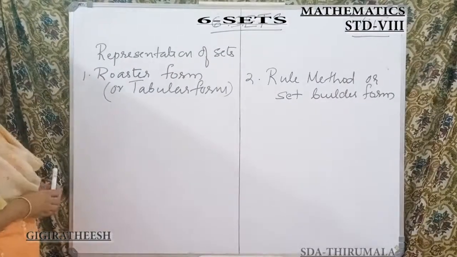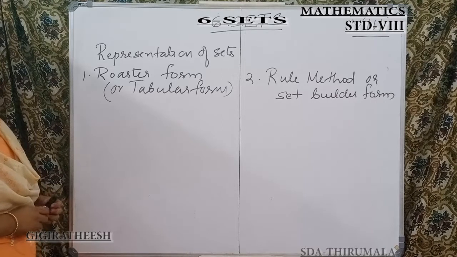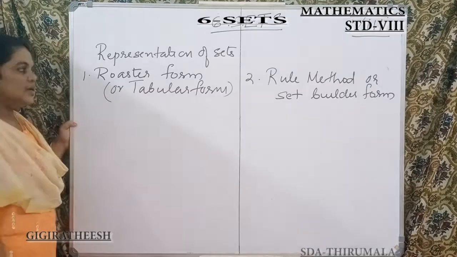The next subtopic is representation of sets. We can represent sets in two forms: one is roster form, and the second is rule method or set builder form. First is the roster method or tabular form.